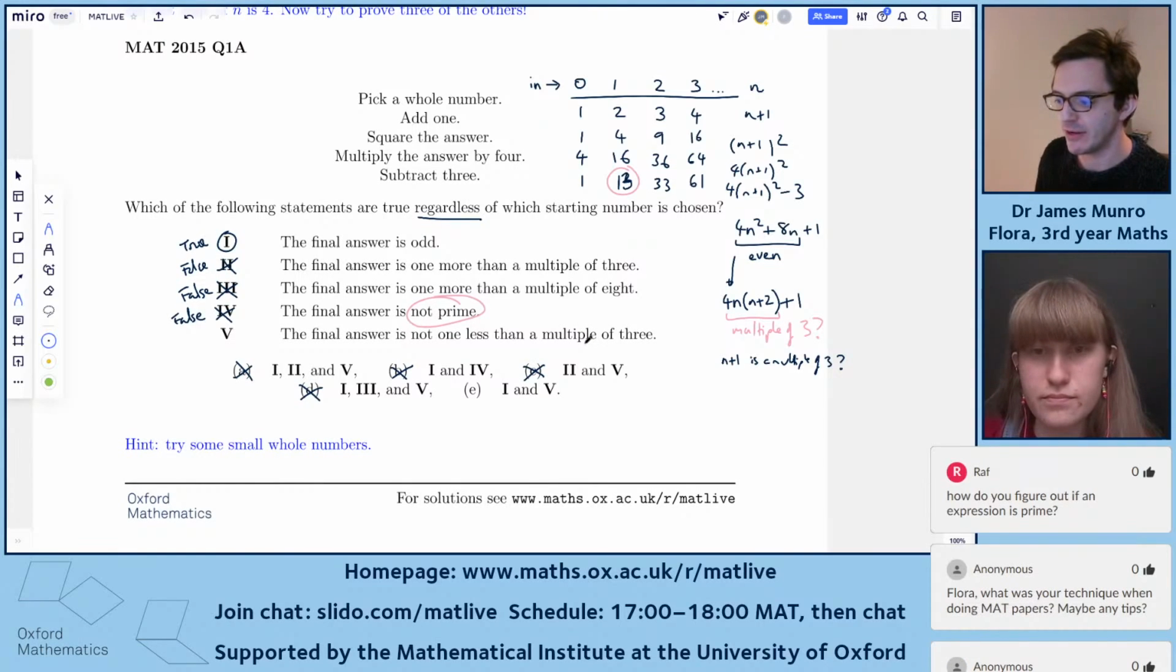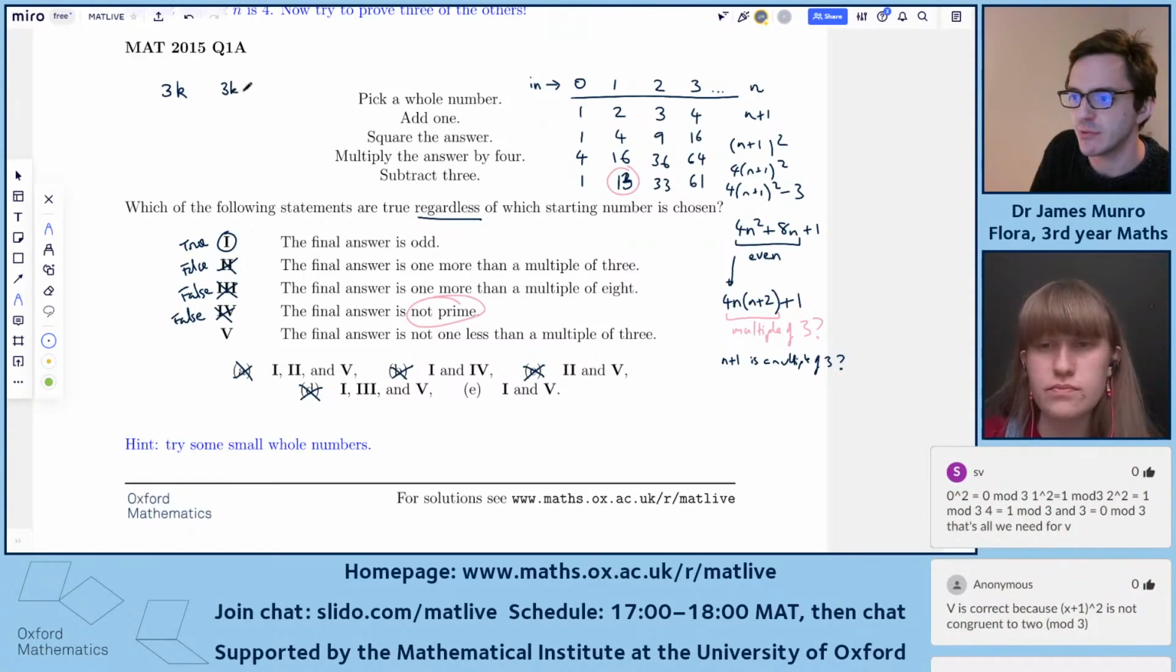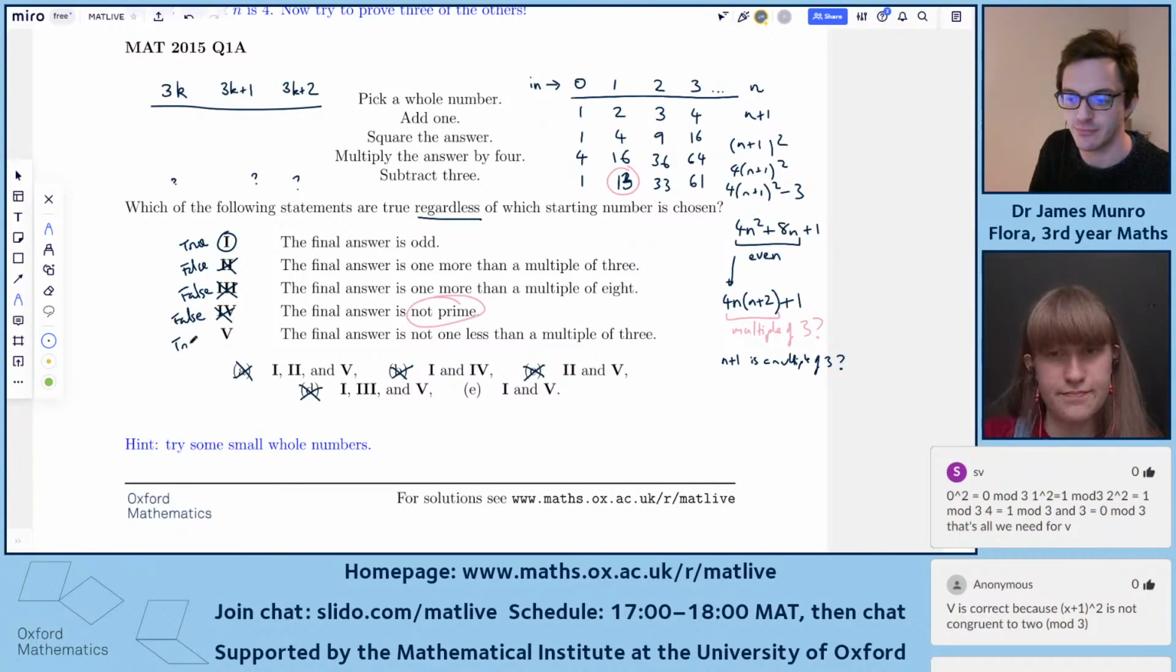In fact, the final answer is not 1 less than a multiple of 3, which you can prove by thinking about multiples of 3 for the initial number. I don't really know if I want to do this, but you could think about plugging in the number 3k, or 3k plus 1, or 3k plus 2. If you plug those things in and run the process, then it turns out that whatever you pick, these are the 3 possibilities for what your number might look like when you plug it in. It's either a multiple of 3, 1 more, or 2 more. In all 3 cases, the final answer turns out to be not 1 less than a multiple of 3. So this is in fact true. Not proved on stream. Check the answer document.